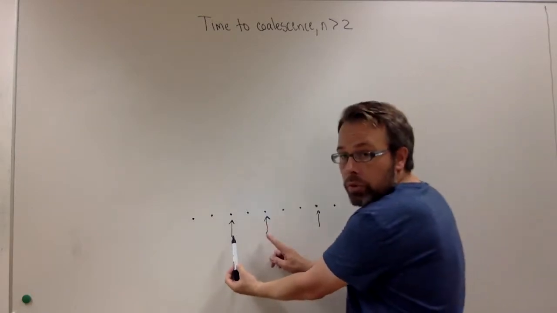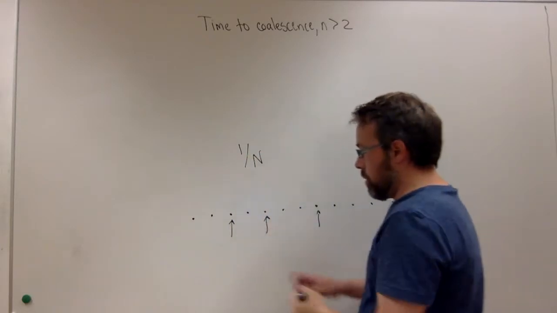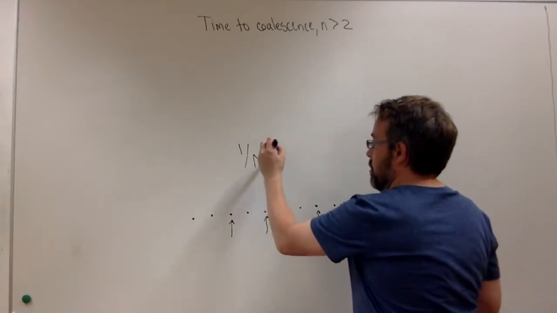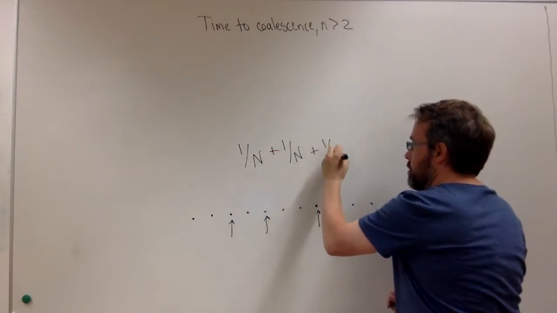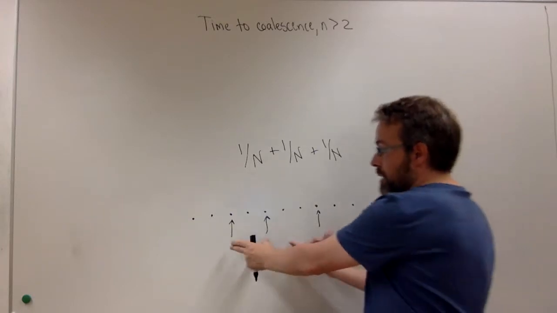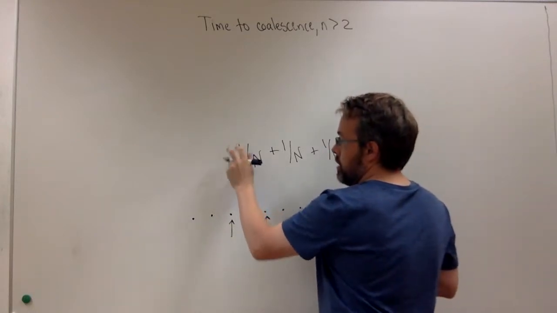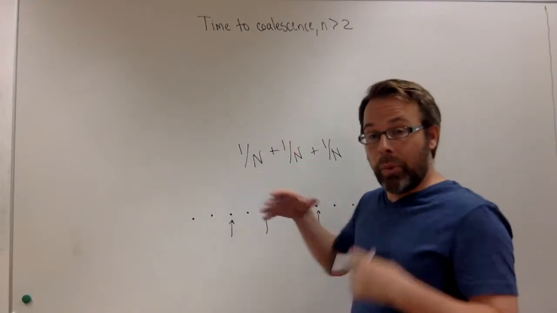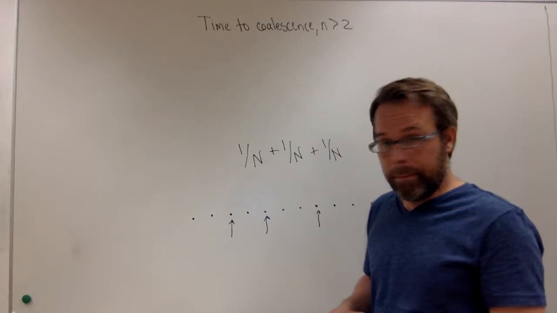Well, when we had 2 individuals, we said that the rate at which they coalesce is 1 over n. So the rate that these two do is 1 over n. The rate that these two do is also 1 over n. And the rate that these two do is also 1 over n. So if we're tracing 3 individuals in our sample, then 3 times 1 over n is the rate at which something will happen as we go back in time.